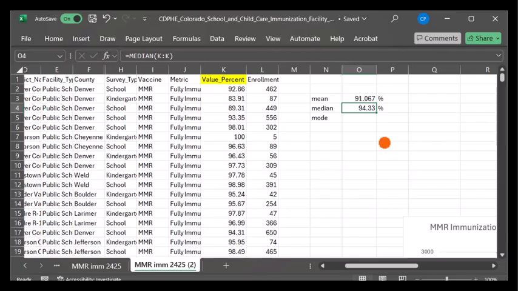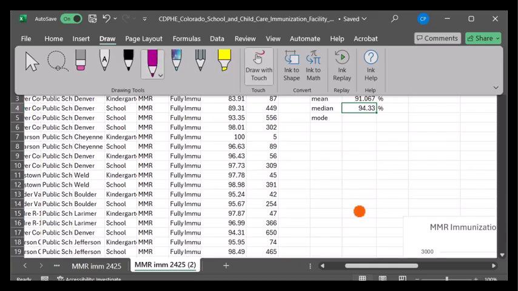So 94.33%. So in particular, the fact that the median of this data set, 94, is higher than the mean means that this distribution has a skew to it. If it was perfectly symmetric, the mean and the median would be the same.